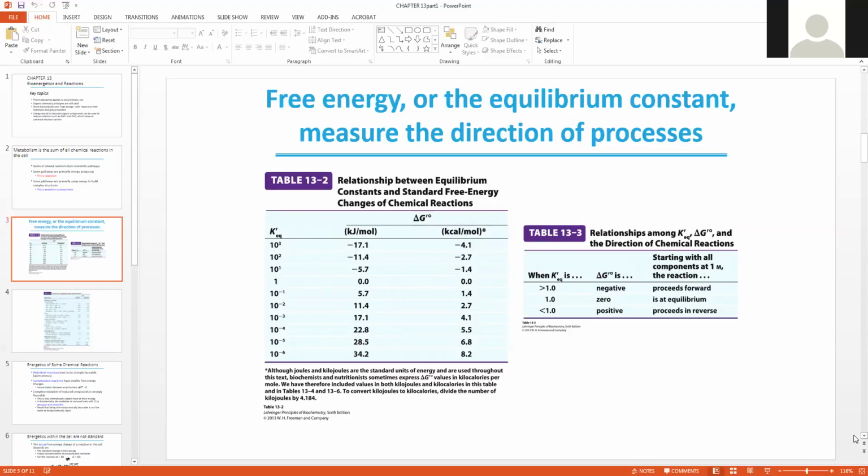So remember, when K equilibrium is much greater than 1, then we would expect our delta G prime naught to be negative, and the reaction is going to proceed in the forward direction. When our K prime equilibrium constant is 1, then our delta G prime naught is going to be 0. That means our reaction is at equilibrium. And then when our K equilibrium value is less than 1, our delta G prime naught should be positive, and that means that our reaction is going to proceed in the reverse direction.